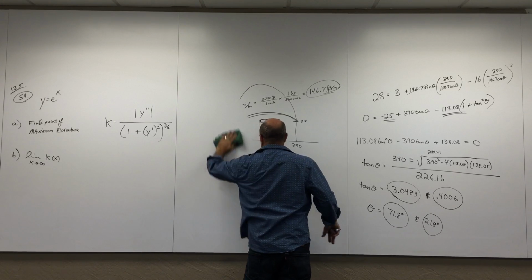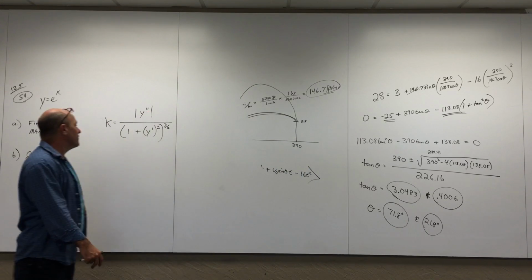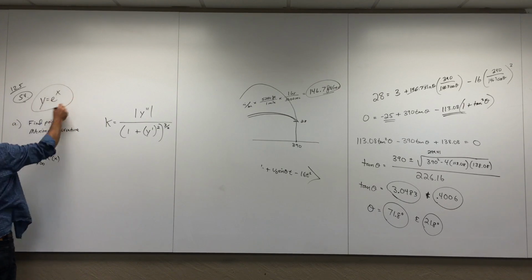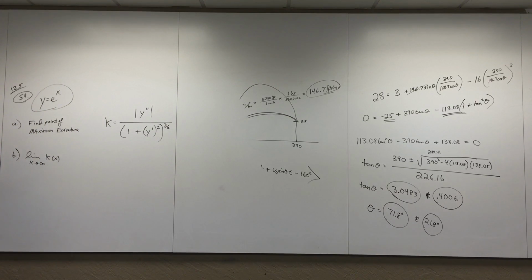But that's a nice formula for curvature. So I'm going to try to find a curvature function for this. Okay, well, I guess I need y prime and y double prime. Can you guys help me? What's y prime? E to x. What's y double prime? E to the x. Okay, cool. So here I go.